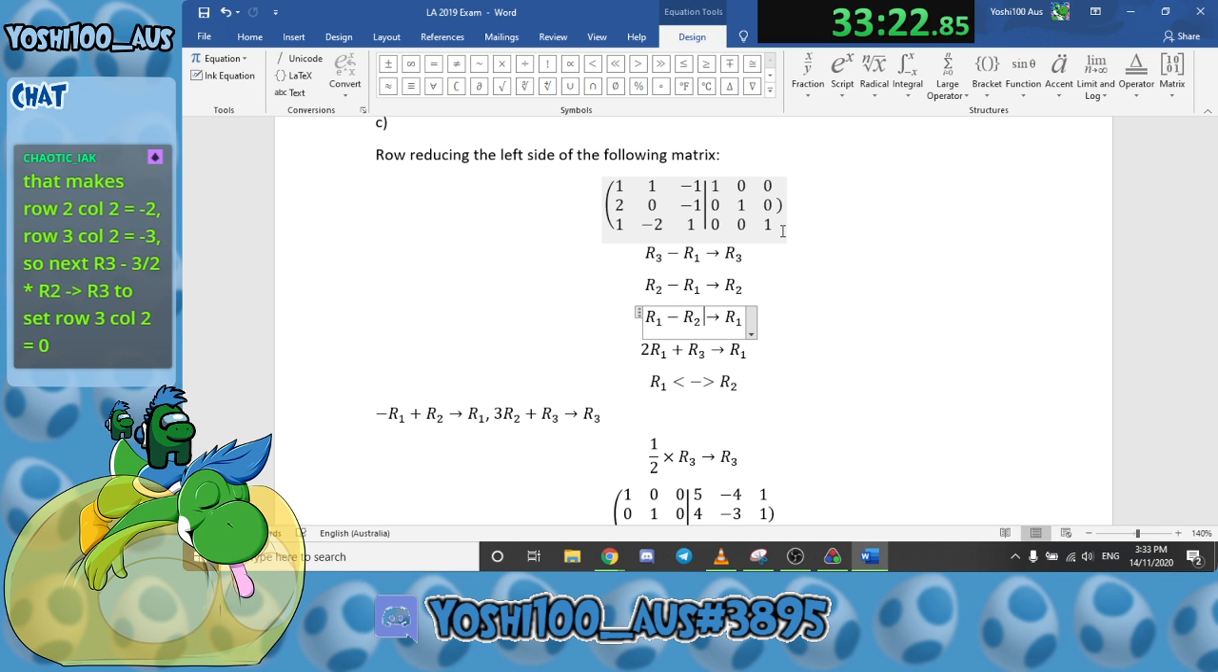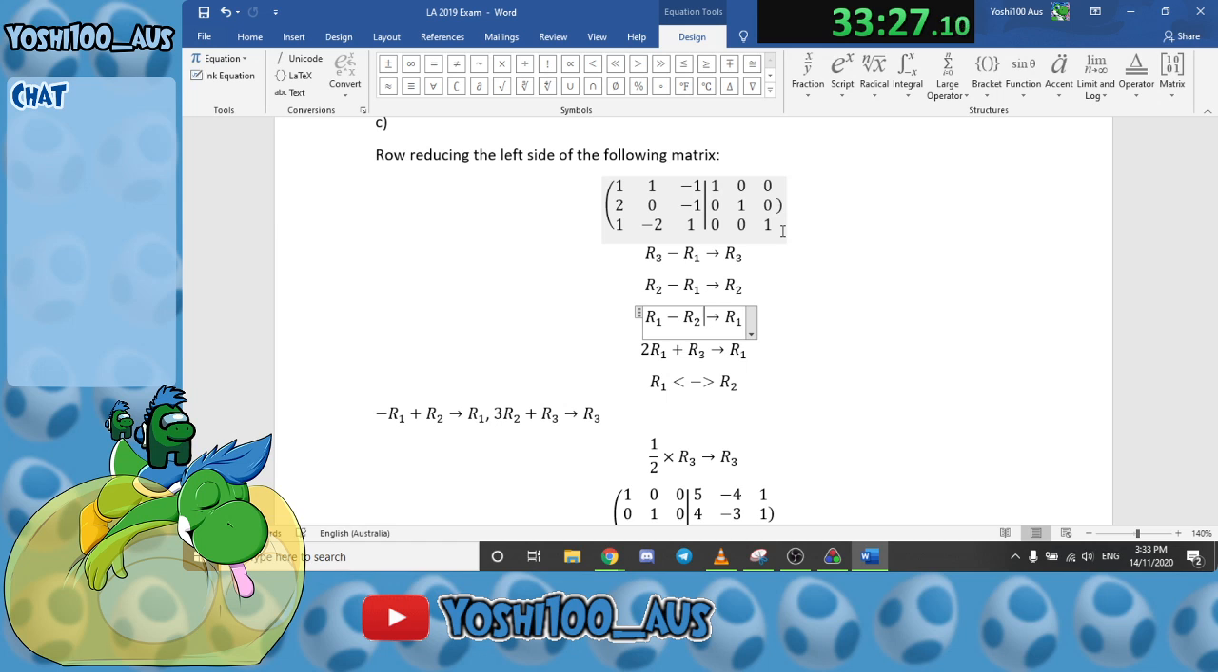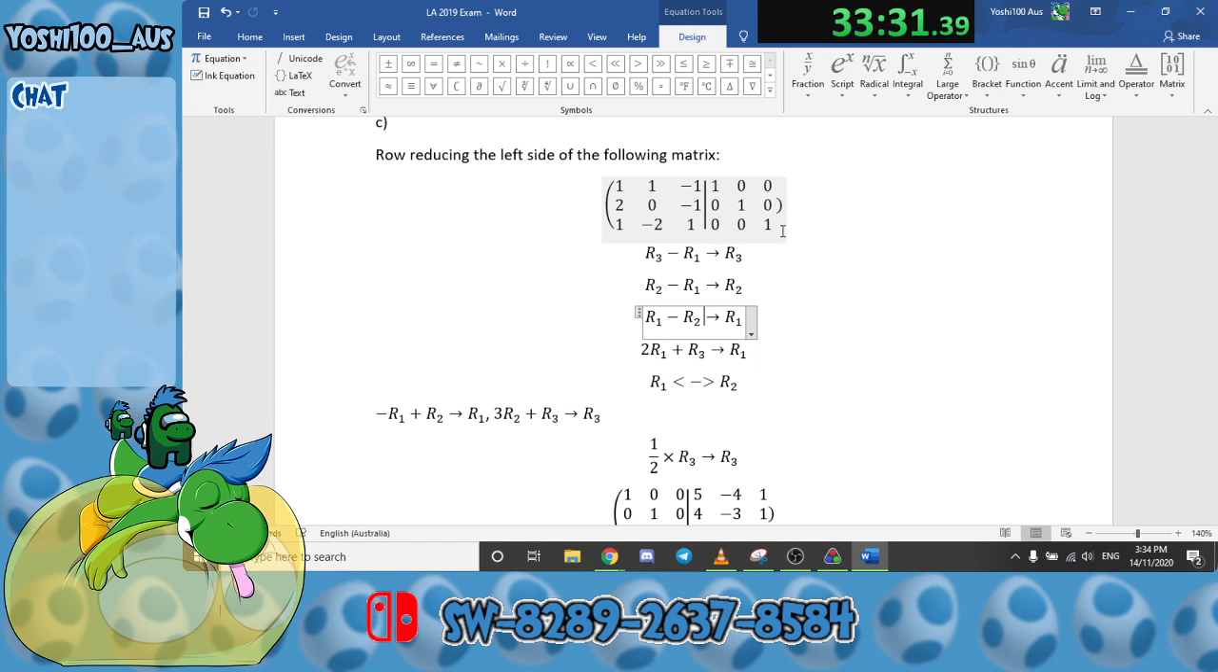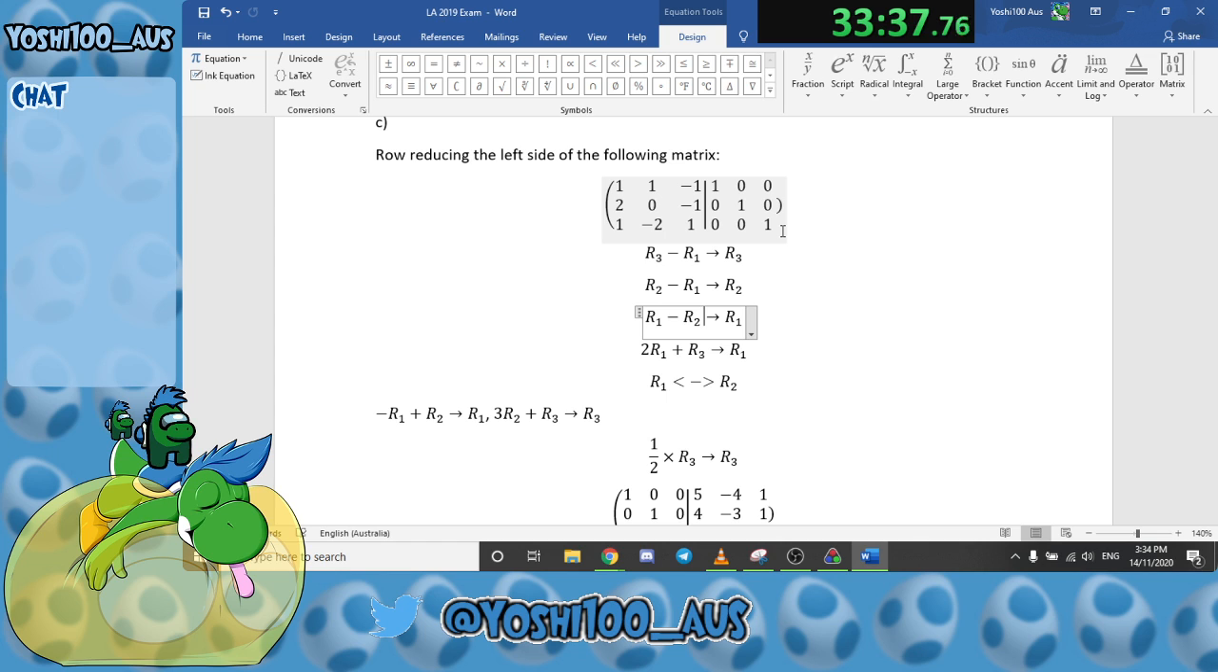Row 3 column 2 minus 2. Yep, row 3 column 2 is minus 3. You do R3 take 3 over 2 R2. So you set row 3 column 2 is 0. Minus 2. Hold on, but you already have a minus 2 here, don't you? Row 2 column 2 becomes minus 2, yeah? Row 3 column 2 is minus 3.